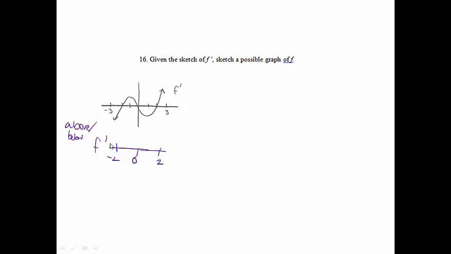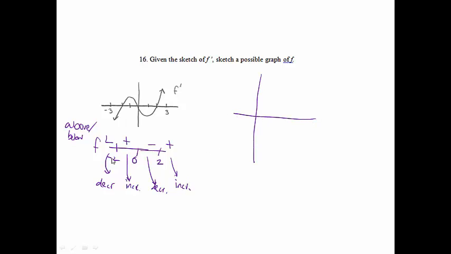Before you get to -2, the graph is below the x-axis, and then above, and then below, and then above. So what this is telling us about the function is the function must be decreasing, and then increasing, and then decreasing, and then increasing. Okay, so if we go to draw the graph of f, I don't know what's happening at -2, so I'm just going to make it up. I'm just going to put a point there.